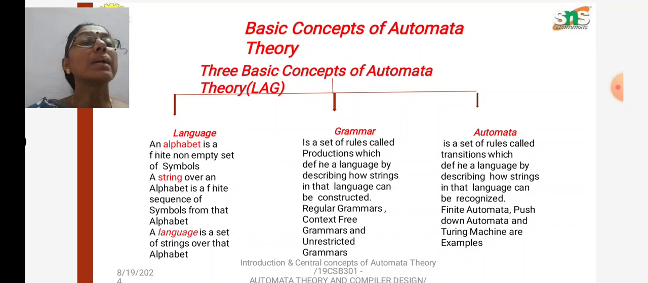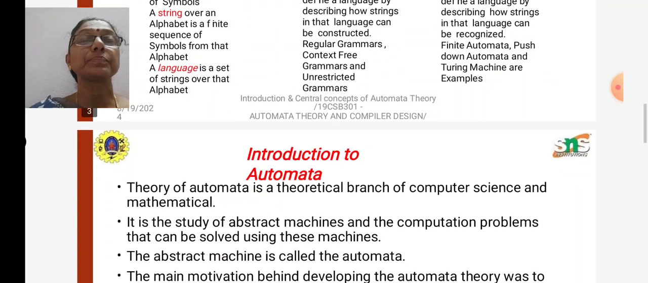Next is an automata. An automata is a set of rules called transitions which define a language by describing how the strings in that language can be recognized. So grammar describes how the strings can be constructed, and through the automata, we describe how the strings in that language can be recognized. The automata types are finite automata, pushdown automata, linear bounded automata and Turing machine. These are all examples of an automata.